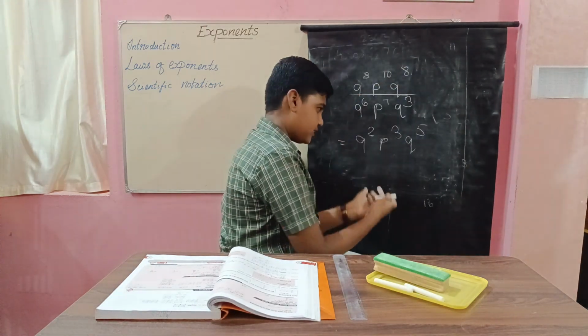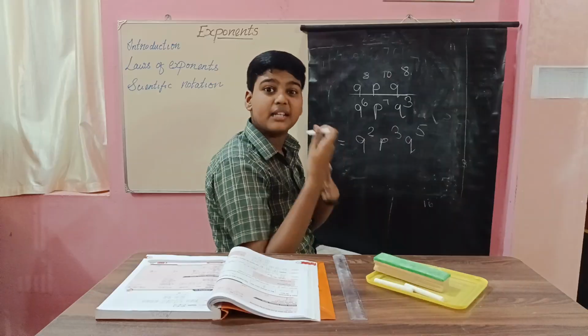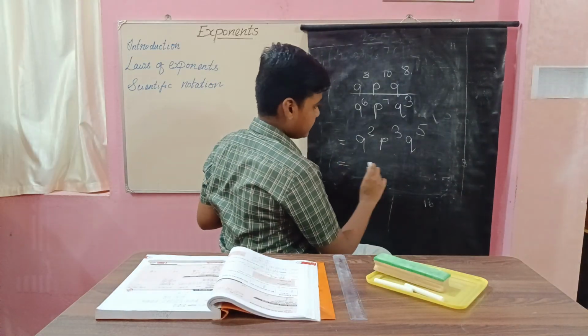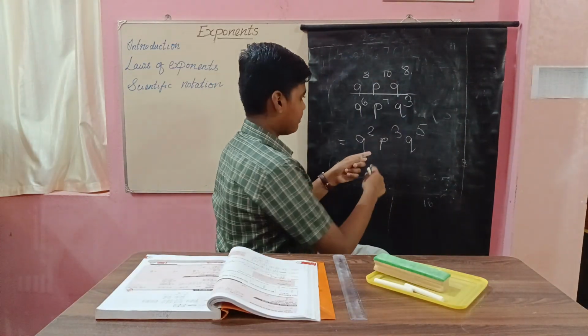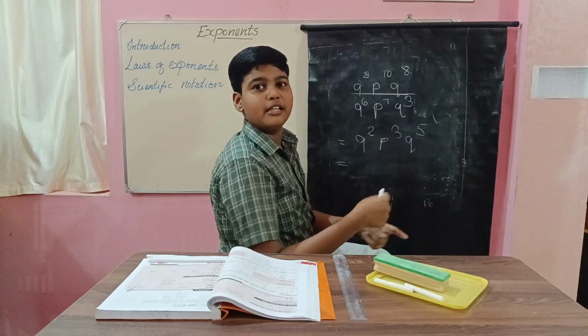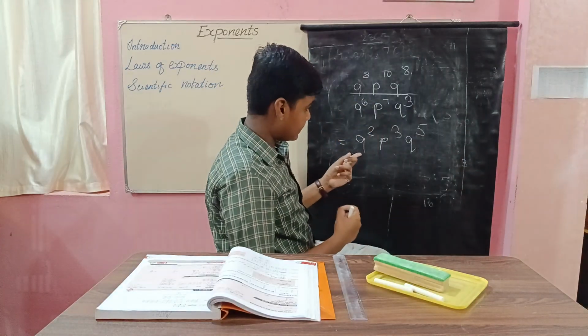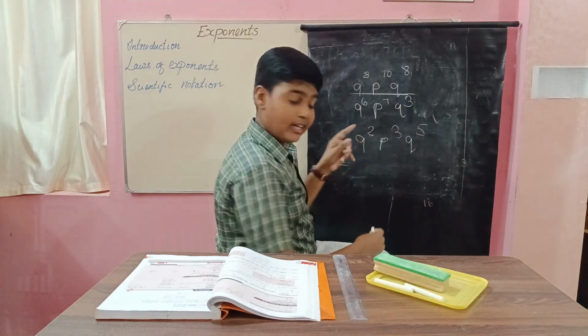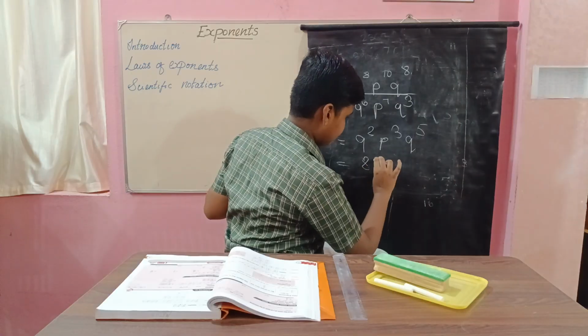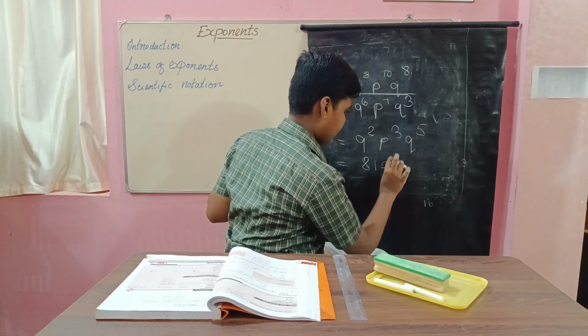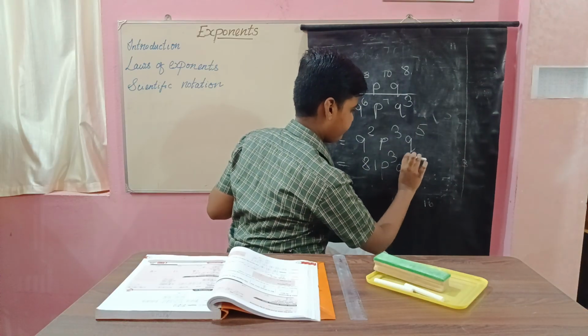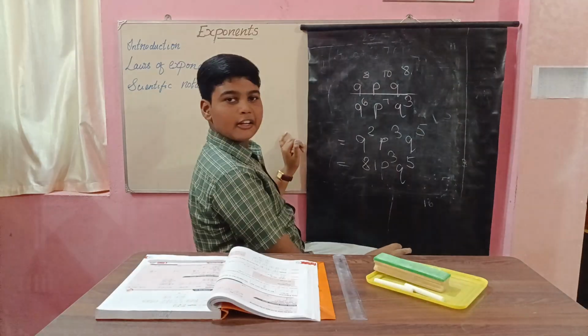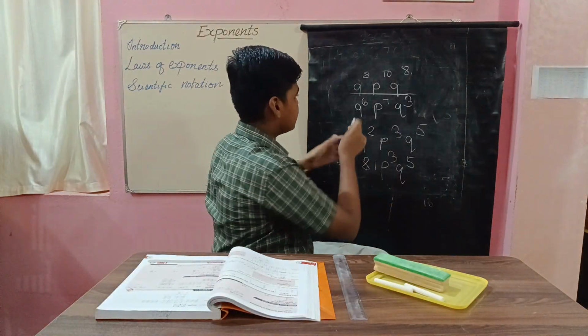Even if you write like this, you may get marks. But the right answer, what you should do is P. You can't solve P into P into P. Answer is P3. Here, 9 into 9, 81. So the answer is 81 P3 Q5. Can you understand? Very simple process.